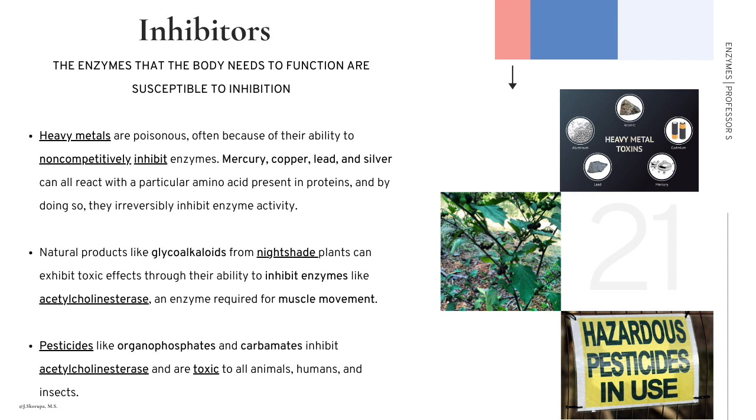Pesticides like organophosphates and carbamates inhibit acetylcholinesterase and are toxic to all animals, humans, and insects. Now, you probably don't need to know these details for your class, but it's always good to have real-life examples.